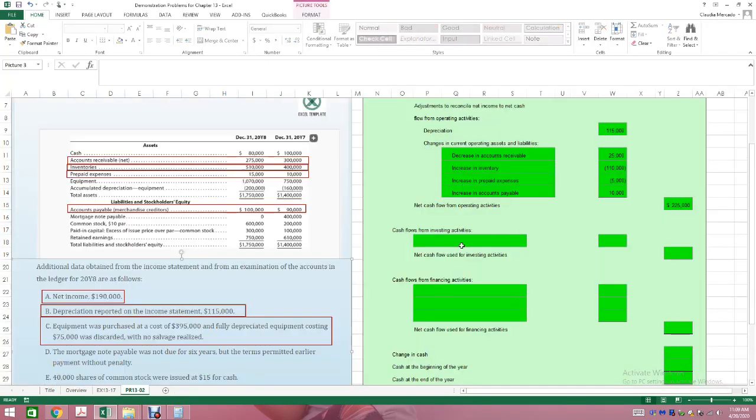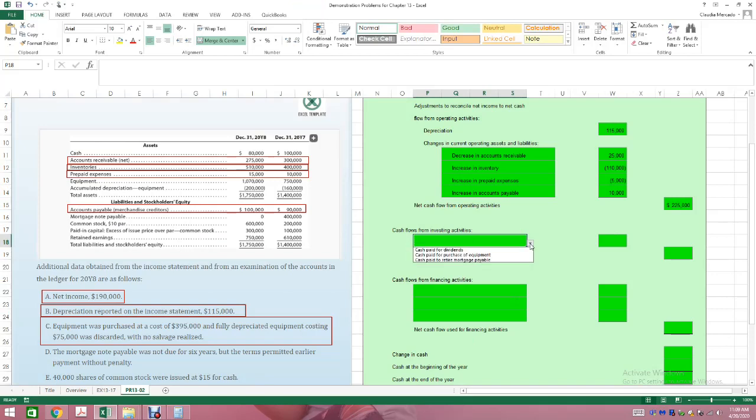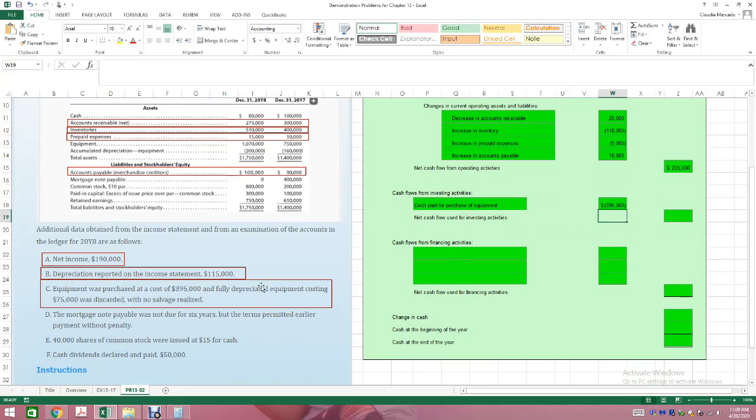Okay? So, what happened here? Cash paid to purchase equipment. And because we purchased equipment, it's going to be negative because we paid with cash. So that's the only purchase that we had under the investing categories. I'm just going to bring that number down because we only had one transaction of $395,000.